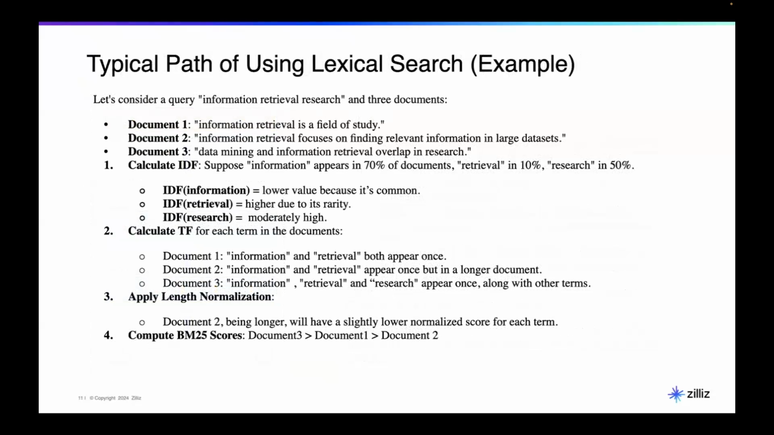So I can give a quick example of what happens. I have 3 documents. One is: the information retrieval is a field of study. Second: the information retrieval focuses on finding relevant information, whatever. Third: data mining and information retrieval overlap in research. Okay, so those are the 3 documents I have. If I search for "information retrieval research", which one should be more important? Yeah, ideally definitely number 3.